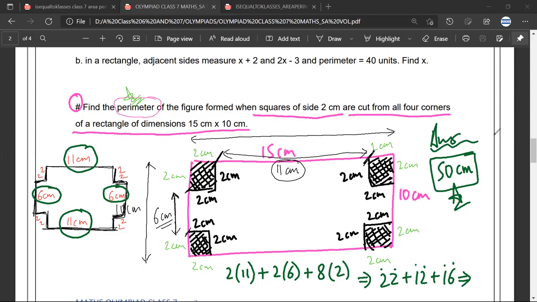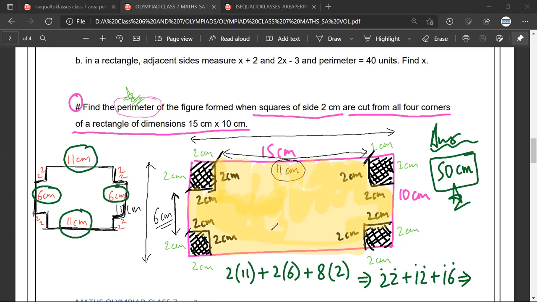Yes, sir. See, this perimeter one is interesting, but similarly we can find the area also. Say for example I had to find the area of this new figure. How to find the area, Mr. Sarthak? Yes, sir. So we'll find out the area of the whole rectangle. So 15 into 10, 150. And we'll find the area of one of the squares and multiply it by 4. So area is actually easier to find.